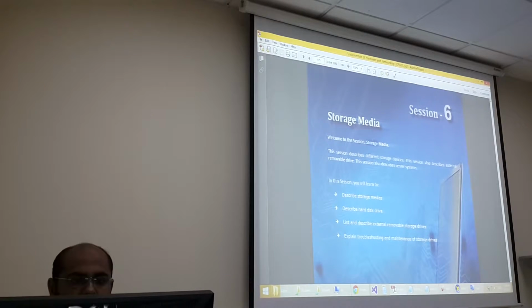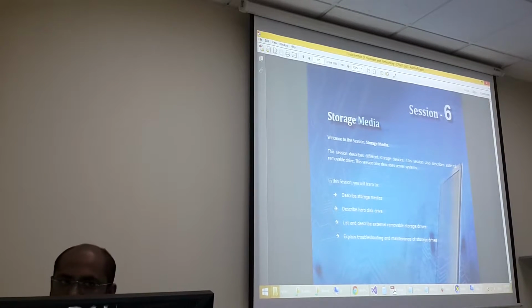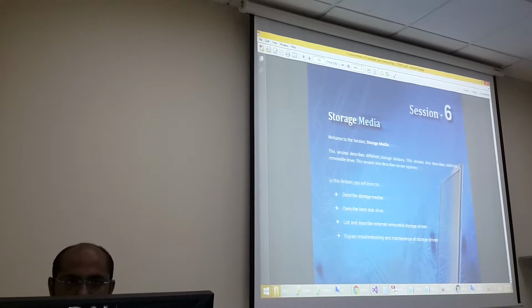So what is media? Media is the device that you use to store. Like a hard disk is media, a USB is media. Medium is the mode that you use to transfer: what kind of equipment or cables you use to transfer. That's the medium.